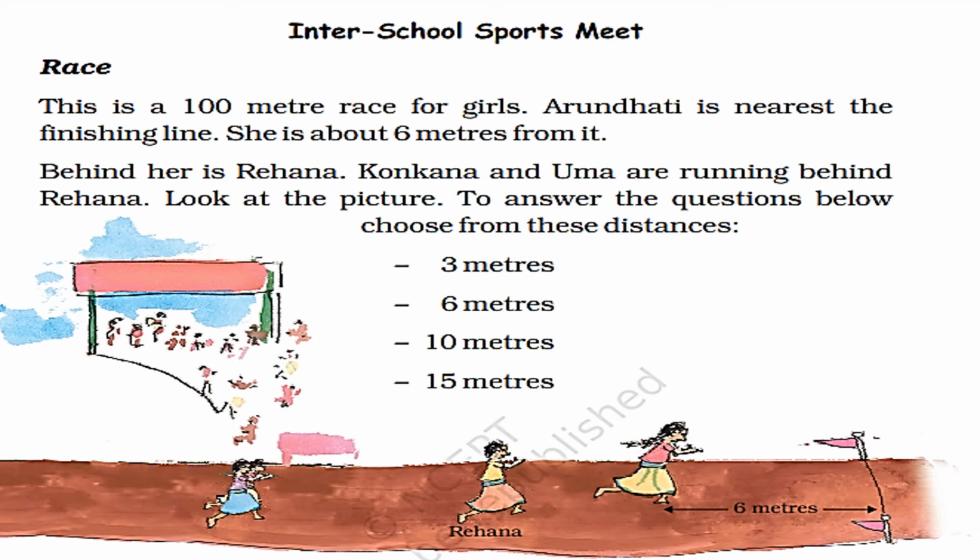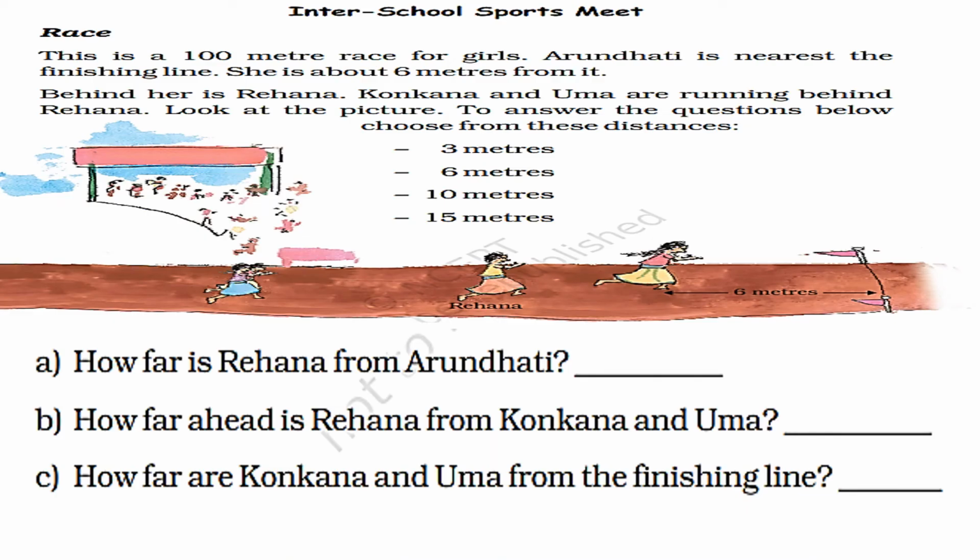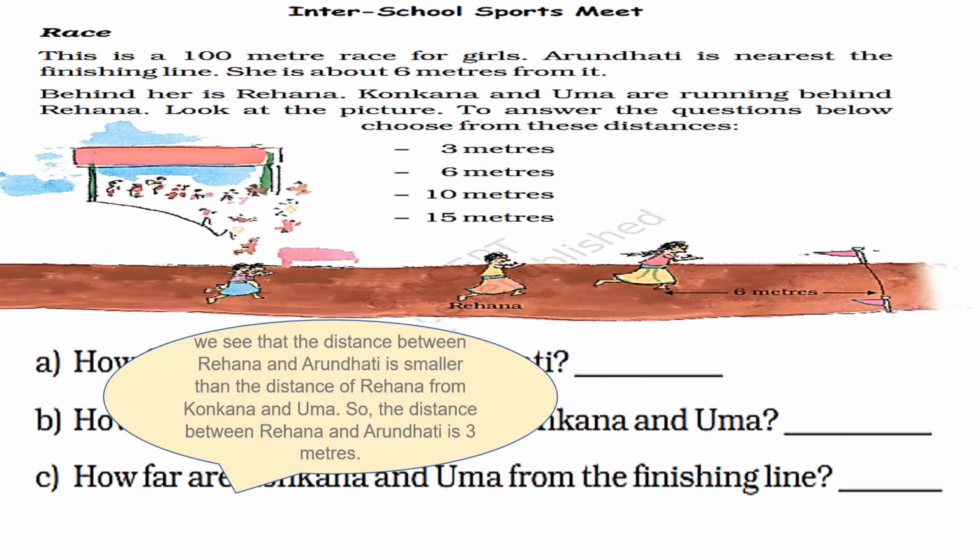Choose from these distances. So children, we have to choose from these distances 3 meters, 6 meters, 10 meters and 15 meters. How far is Rehana from Arundhati? So children, Arundhati is the girl who is leading and is just 6 meters from the finishing line and Rehana is behind Arundhati. We see that the distance between Rehana and Arundhati is smaller than the distance between Rehana and Konkana and Uma. So the distance between Rehana and Arundhati is 3 meters.